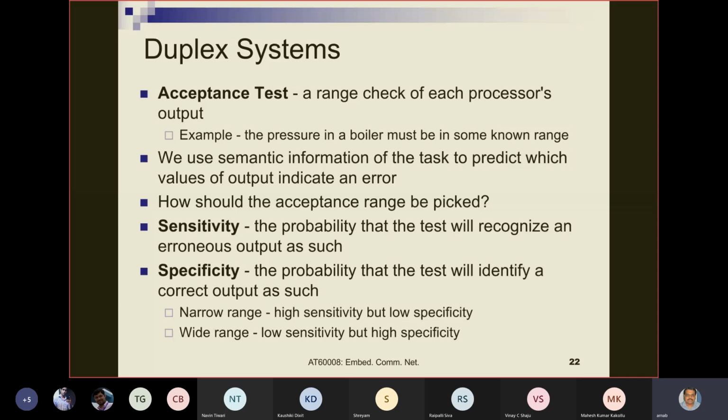So if the range is small, then sometimes it will be able to find errors, that is fine. But there will also be a high probability that correct outputs will be deemed wrong. Correct outputs will be deemed wrong if the range is small. So if the range is small, then specificity suffers, but sensitivity becomes high. On the other hand, if the range is wide, then sensitivity suffers, but specificity becomes high. So the range of outputs for which I will say that my component is giving correct output has to be very carefully chosen. This is what this whole thing tells us, and nothing more.